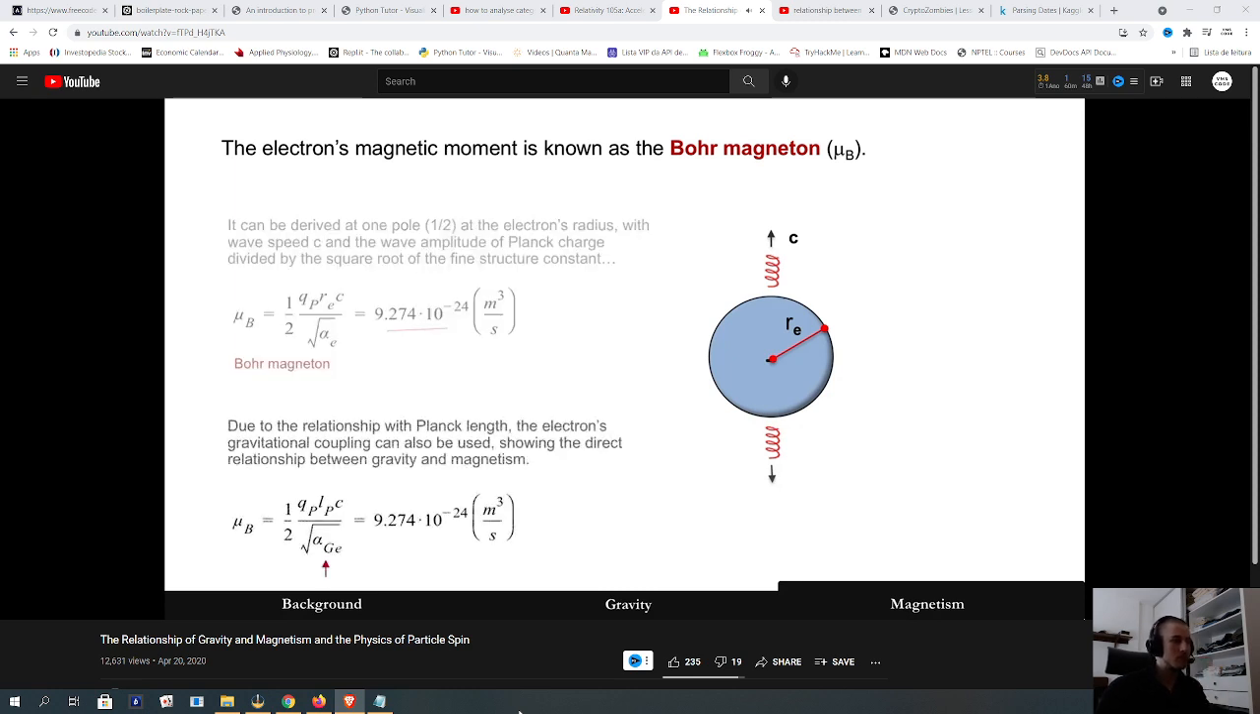Now, because of the Planck length relationship, the electron's gravitational coupling constant, see that flashing arrow there, it can also be used. You take the Planck charge and the Planck length and the speed of light, divide that by the square root of the electron's gravitational coupling constant. What do you get? You get the Bohr magneton. So that's one of the first equations now that directly relates gravity and magnetism.